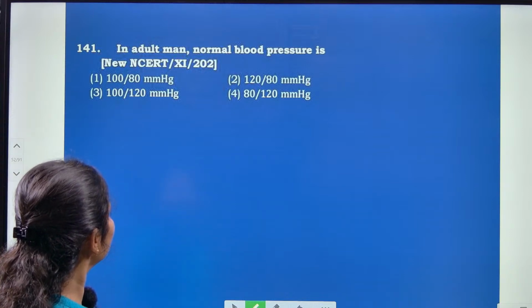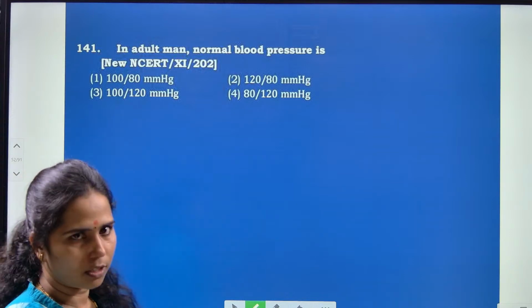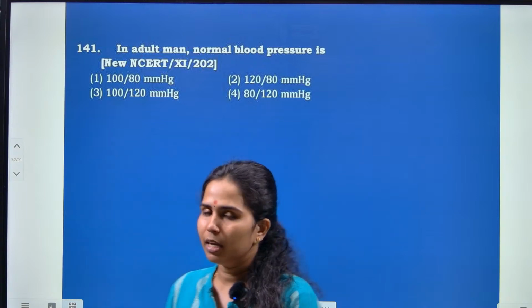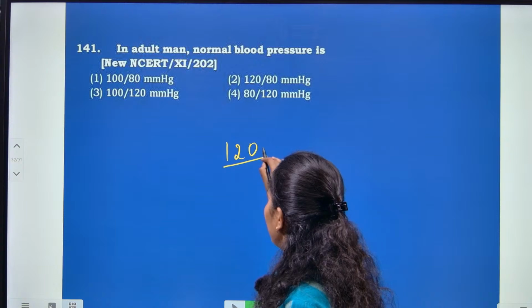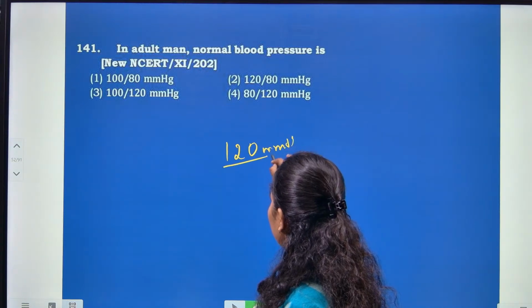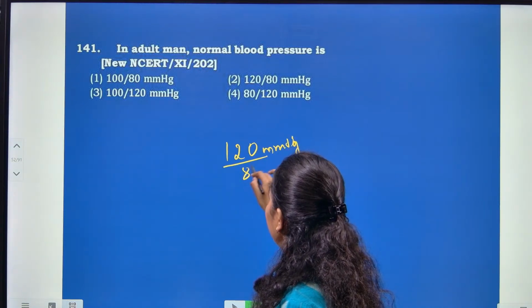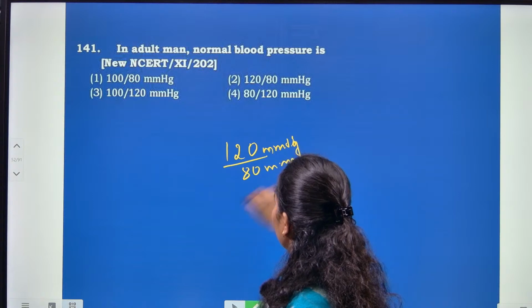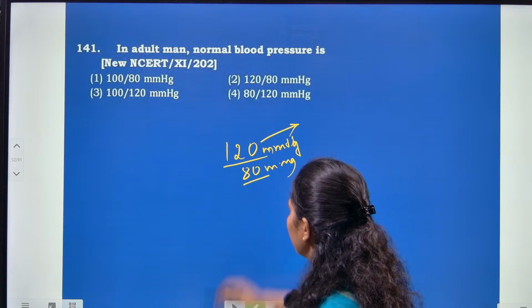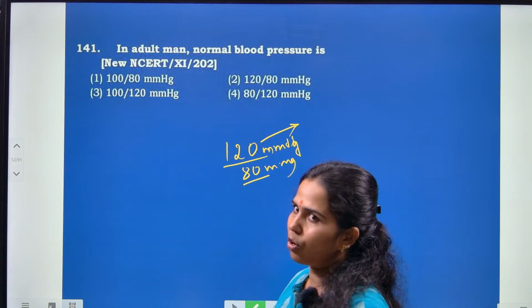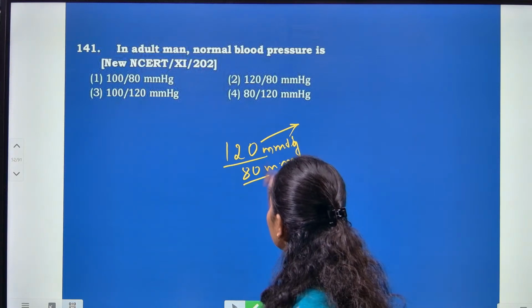Next, in an adult man, what will be the normal blood pressure? It is automatically 120 mmHg by 80 mmHg, which is normal. This is going to be the systolic as well as the diastolic pressure, that is the contraction as well as the relaxation pressure.